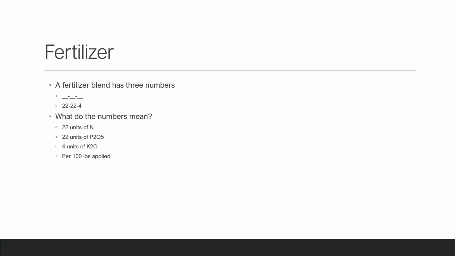So what do these three numbers mean right here? Well, the first number is going to refer to nitrogen. The second number is going to be listed as P2O5 on your soil test recommendation chart, which is going to be your phosphate there. The third number is going to be listed as K2O. That's going to correlate with our potassium in the soil, but we're going to apply it as potash, as a fertilizer. So that's what those three numbers mean.